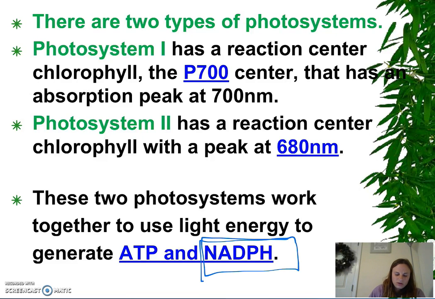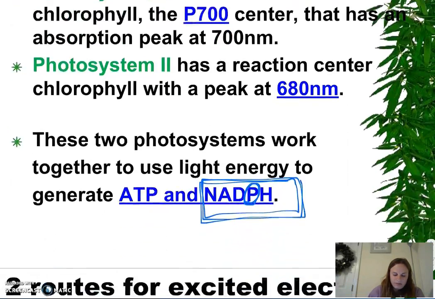And hey guys, doesn't this look kind of familiar to something that we saw in cellular respiration? Remember NADH? Well, NADPH is the electron carrier that's going to be used for photosynthesis, hence the P that's there. At least that's the way that I remember it.